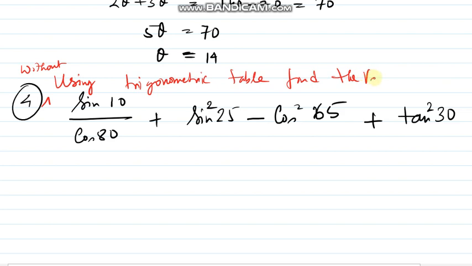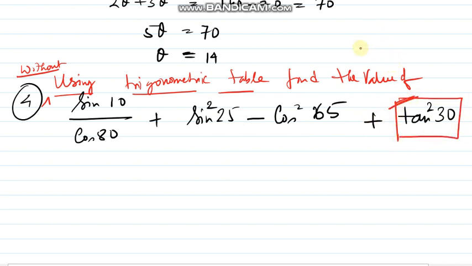Find the value of. So without using trigonometric table means they are telling you not to use the values of sin 10, sin 20, cos 80, whatever the value, but the standard value of tan 30 you can use. All the standard values 0, 30, 45, 60, 90 you can use, though it's written without using trigonometric table. It means they are asking you not to use values like sin 10, cos 80, sin 25. Please be very careful.